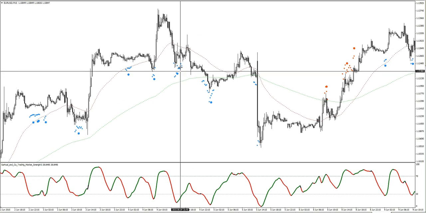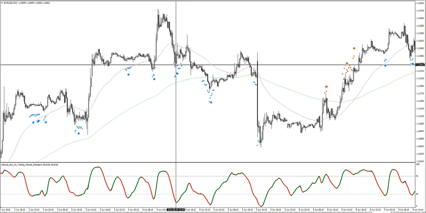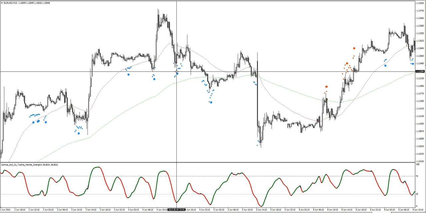So what happens in this scenario here, this is just going straight off the signals. Obviously, if you use it in line with trends, support and resistance, your probability is going to be a lot higher.